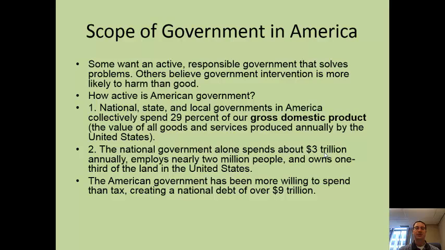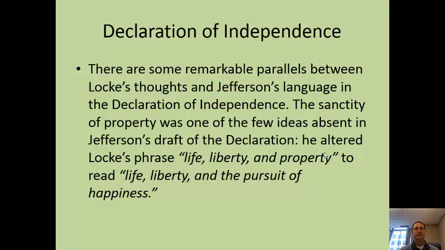The American government has been more willing to spend than tax, and so we have an ongoing debt in the trillions, and it's going to keep going up because we're spending more than we're bringing in.